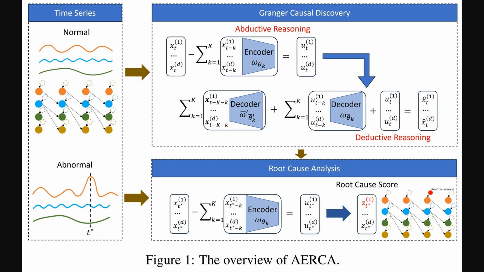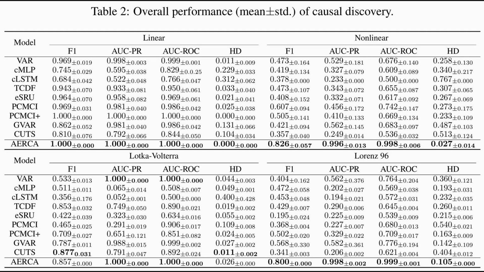For normal data, it performs Granger causal discovery, essentially figuring out if one data series can predict another. An encoder derives what they call exogenous variables. These are the independent underlying drivers of the system. A decoder then reconstructs the original series from these. For abnormal data, the framework then uses these derived exogenous variables, looking for significant deviations to pinpoint the root cause of an anomaly.